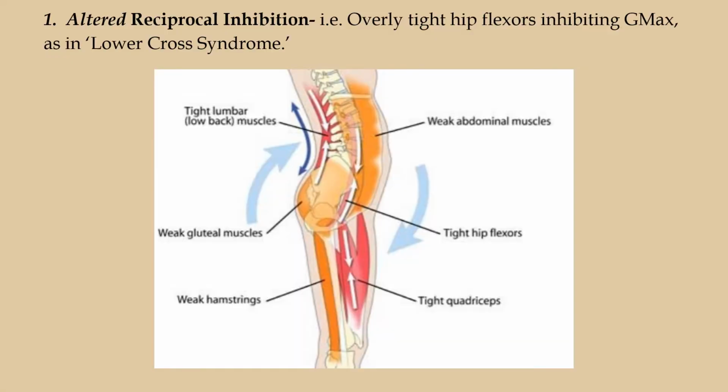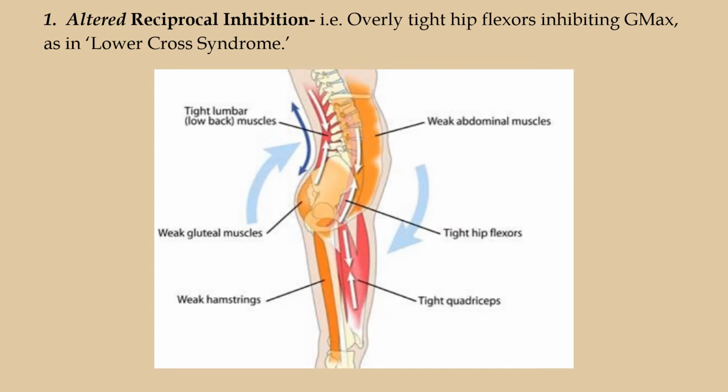So one scenario where muscle inhibition happens is in response to an excessively tight antagonist. As in the case of lower cross syndrome, if the hip flexors, for instance, are excessively tight, it can inhibit the glutes from firing. Reciprocal inhibition is a normal reflex, as we know. For one muscle to contract, its antagonist has to relax. But if a muscle is excessively tight, it crosses the line into altered reciprocal inhibition, which might require manual release to resolve.